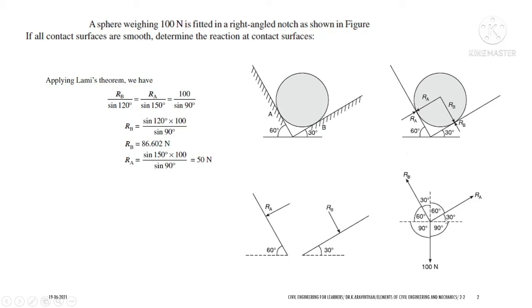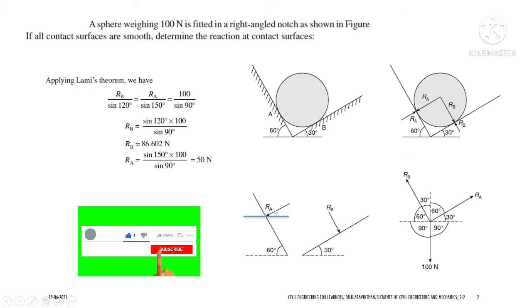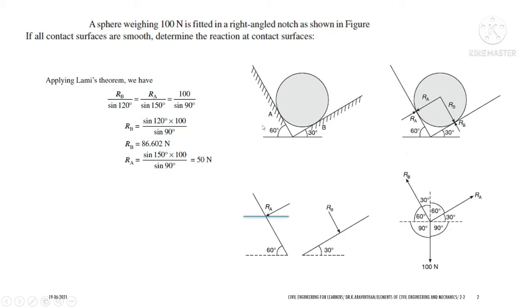So how have we found the 30 and 60 degree? Let us see that. Let us take only this surface. We are considering the RA surface, and you have a 60 degree angle here with respect to the reaction. If a support is there at A, there will be a force due to the sphere. The sphere has self weight, so there will be a force and a reaction. The reaction is RA and the force is also written as RA, so both will be equal and opposite.